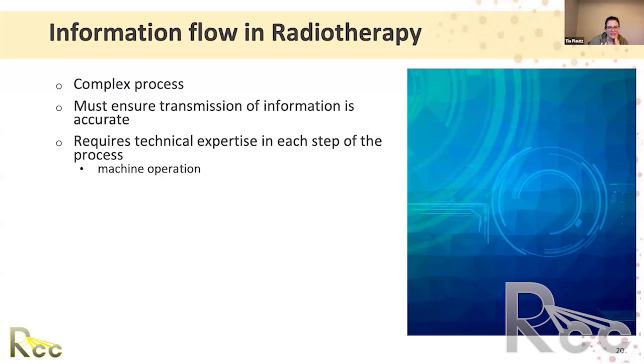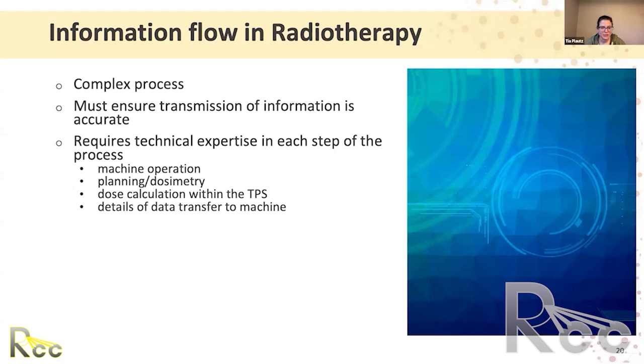And so this is everything from the operation of the machine, planning and dosimetry. A physicist really needs to know how to plan well in order to ensure that the plans that they're checking are of the highest quality. They should understand the way that the dose is calculated within the treatment planning system, because this can really help you to detect some errors in the treatment planning system. It can also help to troubleshoot problems that the dosimetrist might be having with something. So that technical aspect is important as well.